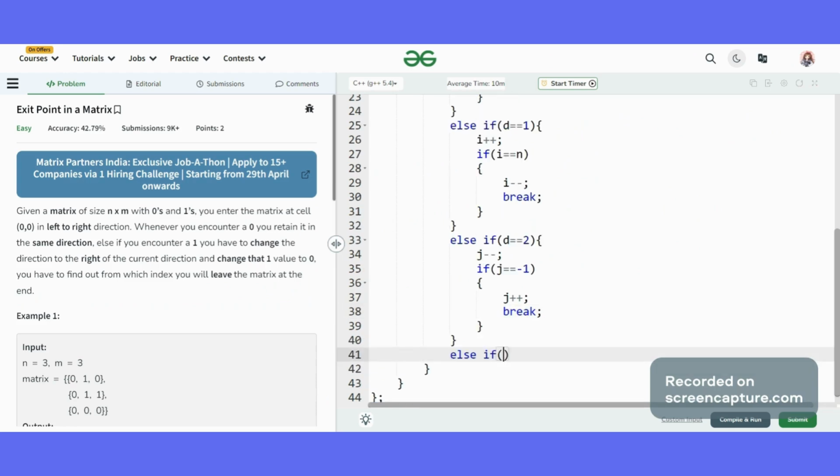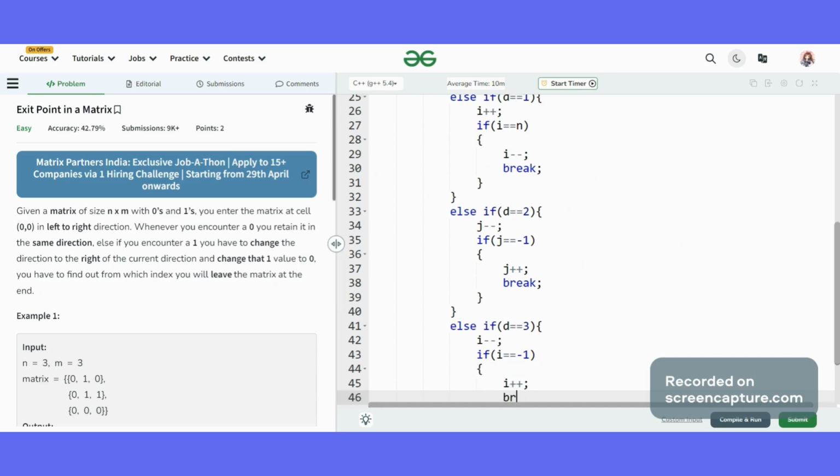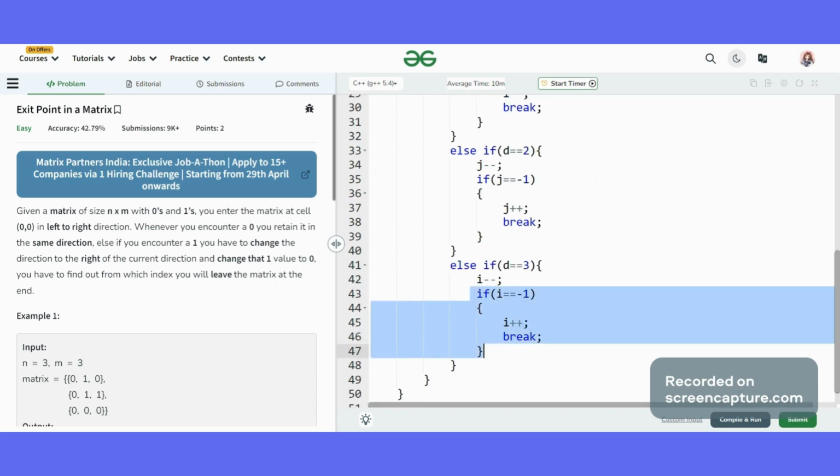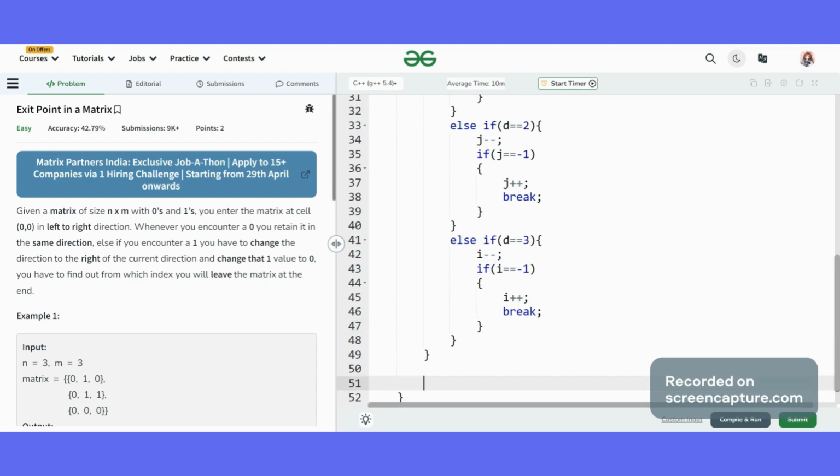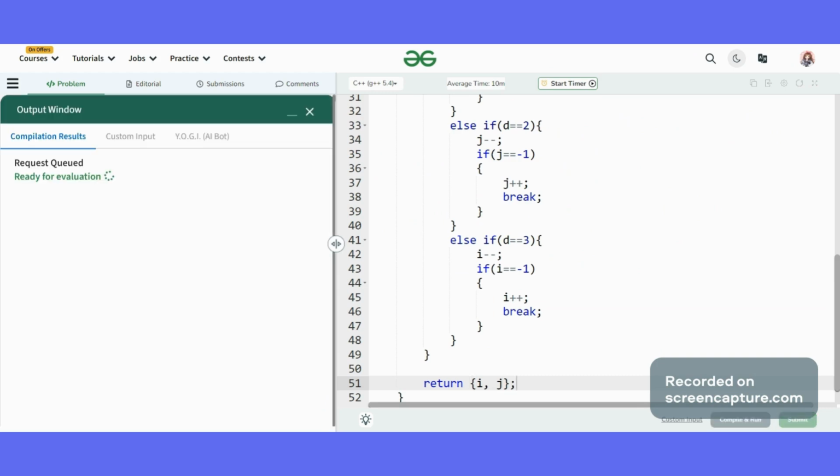Similarly, for the third direction, i minus minus, if my i equals -1, what will I do? I will increment it once and come out from this loop because I have reached the boundary now. At last, what will I do? I will return my index, the index through which I have crossed the boundary. These are the indices. Now let's compile and run.